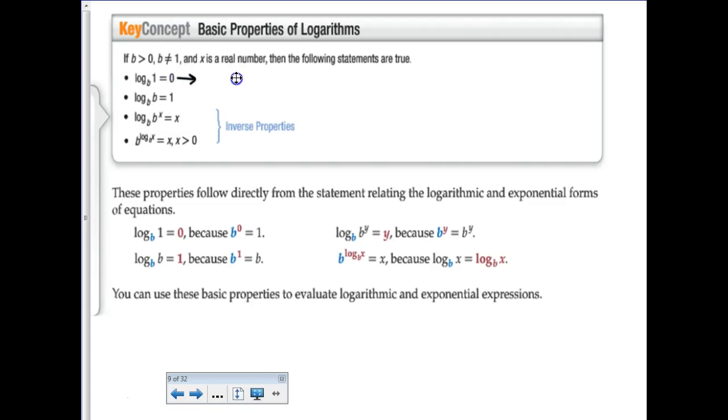So can you do a quick rewrite for me? Rewrite this in exponential form. Who's your base? B. And apparently, if you raise it to the 0 power, you should get an answer of 1. Guys, stop and think about that. Anything raised to the 0 power, what does it give you? 1. So that's why this property makes sense. Log form doesn't really make sense. Exponential form, total sense.